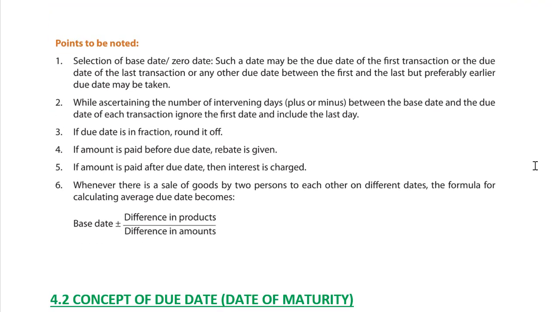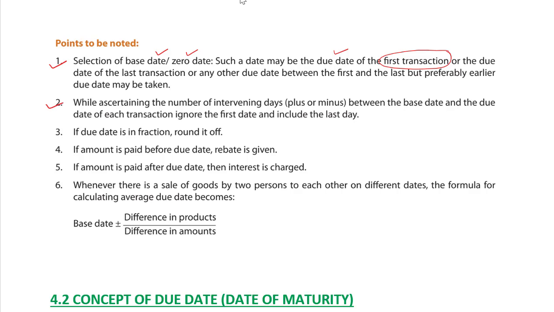Points to be noted in case of average due date. Selection of base date or zero date. Such a date may be the due date of the first transaction or due date of the last transaction or any other due date between the first and the last transaction, but preferably the earliest due date may be taken. In our examples, we'll take as the base date the date of the first transaction.